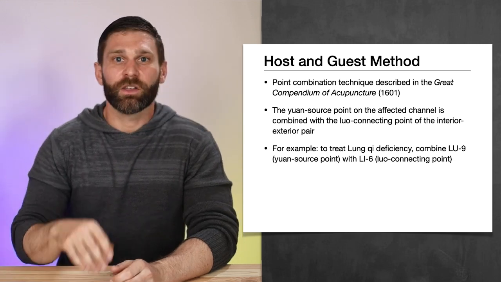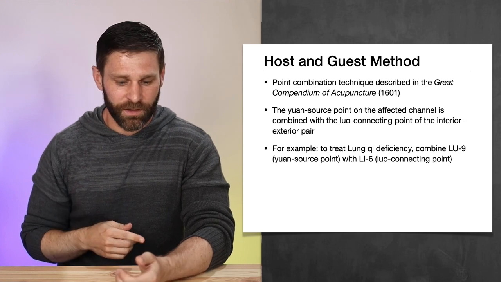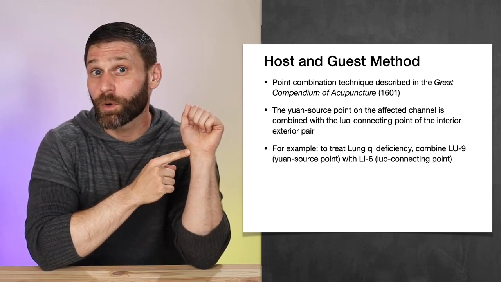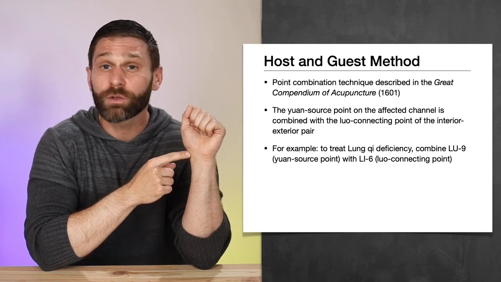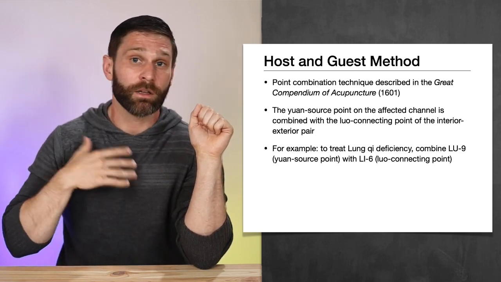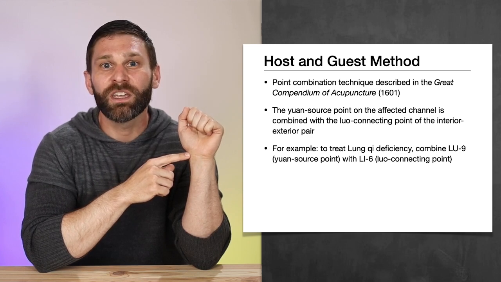For example, let's say you have lung deficiency. Oh, that's a disorder of the lung. If I have lung deficiency, makes sense, I'm going to need the Yuan-Source Point, lung 9, because, like I said, Yuan-Source Points tonify the organ. So we're going to use the Yuan-Source Point of the lung channel. Makes sense. Well, for the guest-host method, we can combine it.